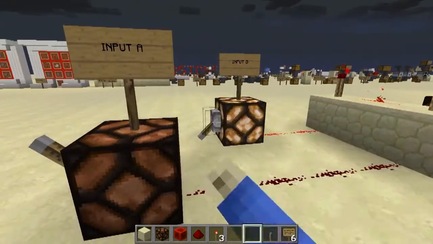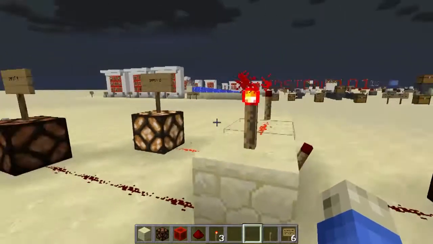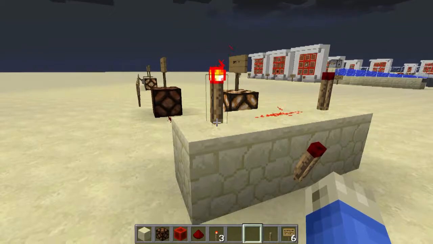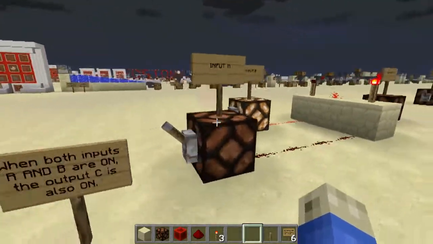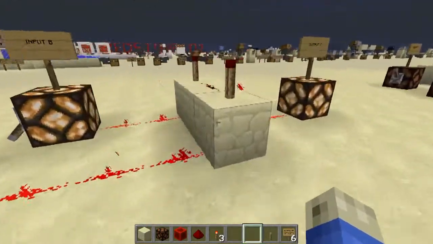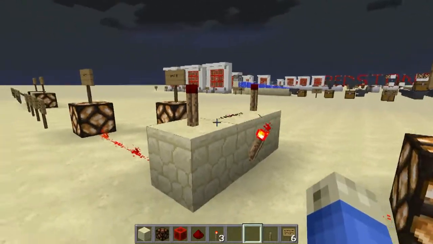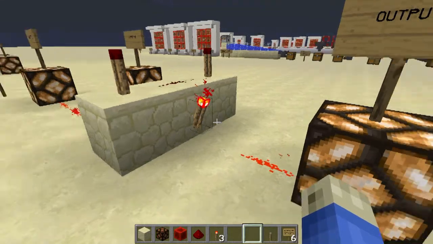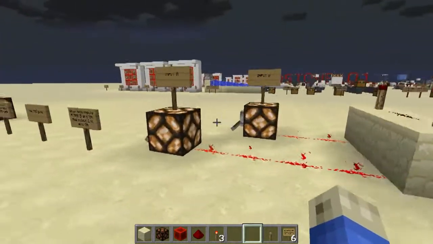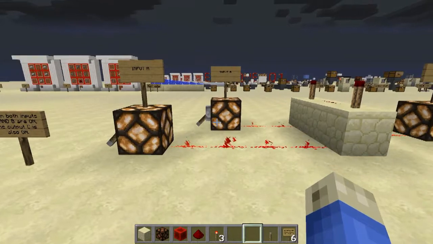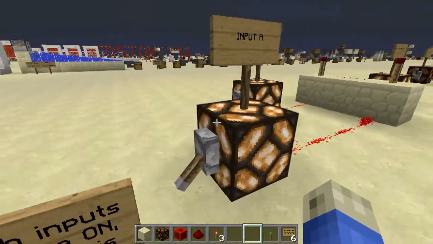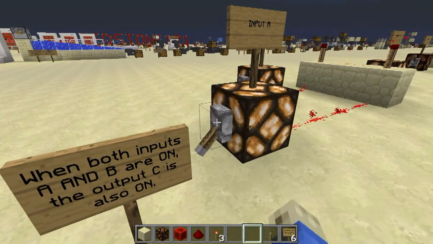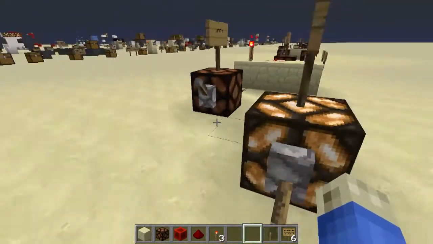So when I turn one of them on, the output is still off, because this torch is still held on by this other redstone torch. It's only when I turn both of them on that both of these top torches are off, releasing power on this, allowing this torch to come on and turning on our output. Only when both A and B are on is C on. When one of them goes off, the output will go off. It doesn't matter which one, that one or this one.